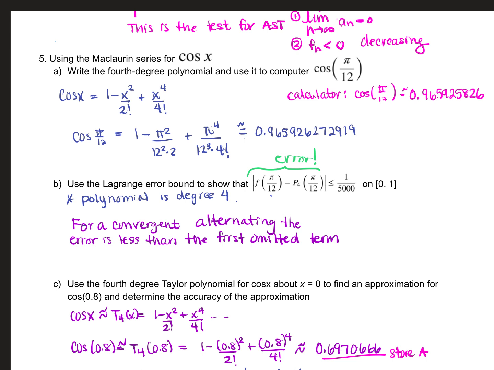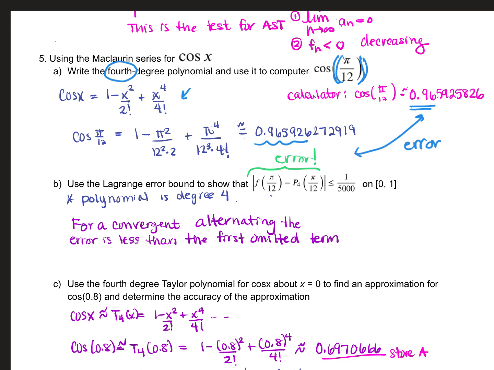Cosine x, and they want you to use it to evaluate cosine of pi/12. Here's the exact value using my calculator. So here's my 4th degree Taylor polynomial. That's what they wanted us to use. We're going to plug in pi/12. So I plugged in pi/12 for the x, and this is my value. So I know if I subtract these two, I get the error, and you can tell how close these are.